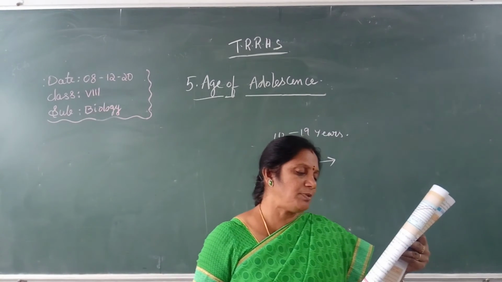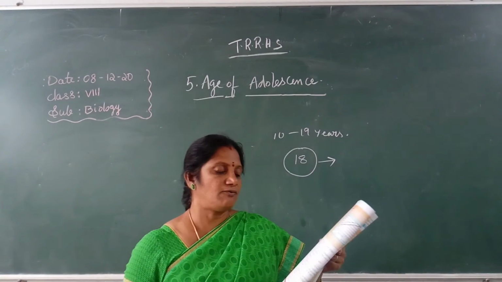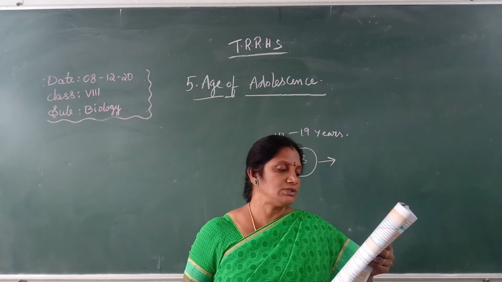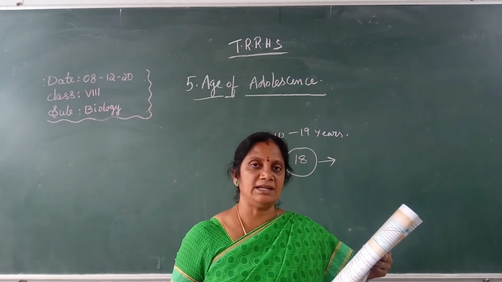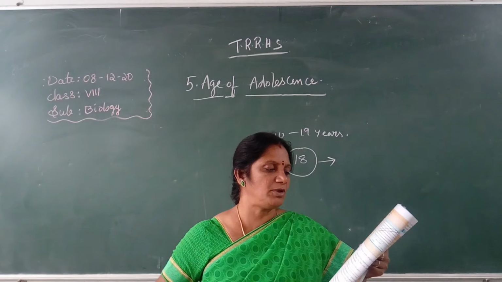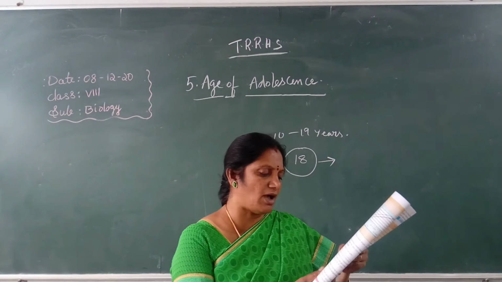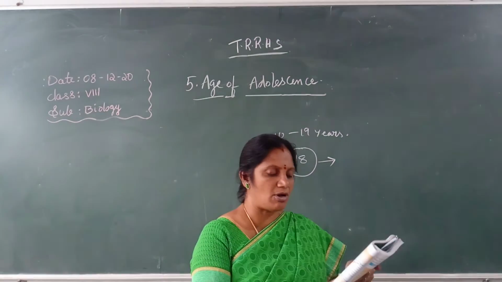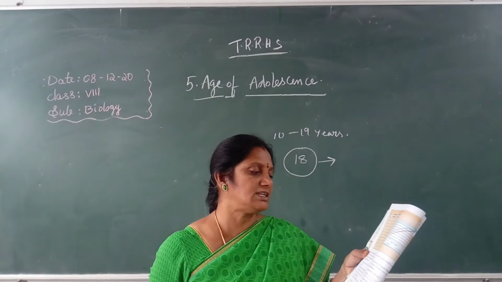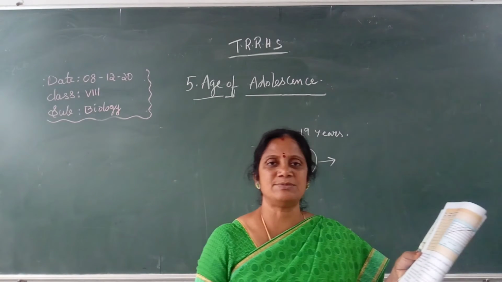The next question: which period of age is the fastest growing period for girls? Look at the table. The fastest growing period for girls is from 14 years to 18 years. At 14 years it is 98, then 99, 99.5, 100, and at 18 years it stops at 100. Which period is the fastest growing period for boys? For boys it is from 16 to 18 years. At 16 years it is 98, at 17 years 99, and at 18 years it is the maximum, 100.